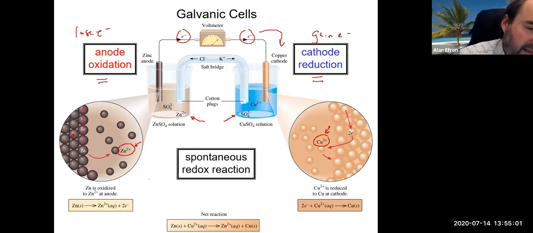So you could kind of think about the solid as jumping from the solid into the solution on the anode side. On the other side, the ions that are floating around in the solution are gaining those electrons, sort of jumping out of solution and becoming solid on the other side.